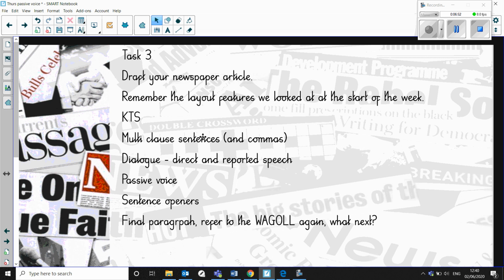For your final paragraph, and we haven't looked a great deal at this, you might want to refer to the waggle. I want you to think for that final paragraph, what next? Once the astronauts have landed on the surface of the moon, what were the hopes of the world for those astronauts? What did they hope would happen? Did they hope that they'd stay there forever, for instance? And that's what you need to do. So your tense will need to shift during that particular paragraph to make it make sense.